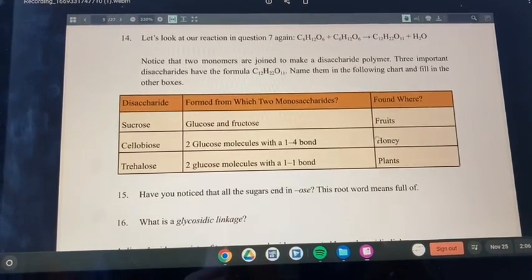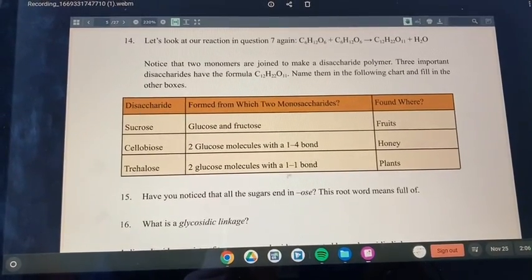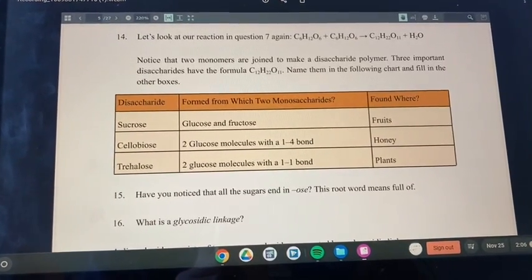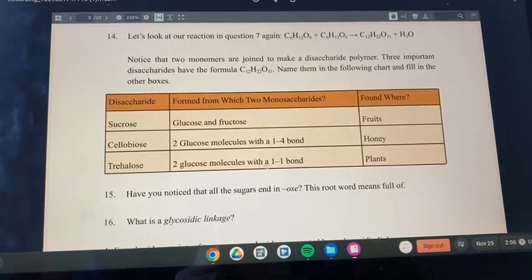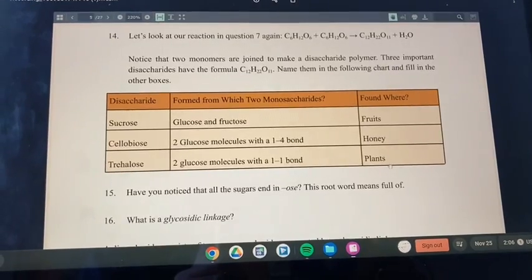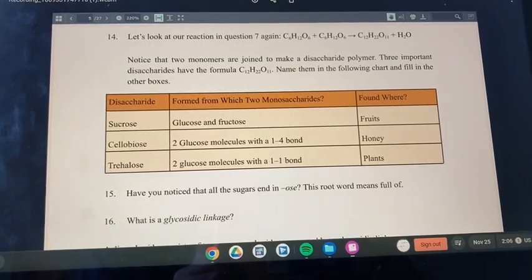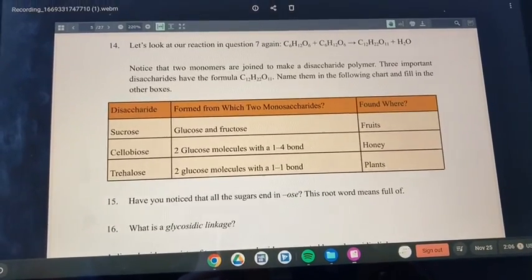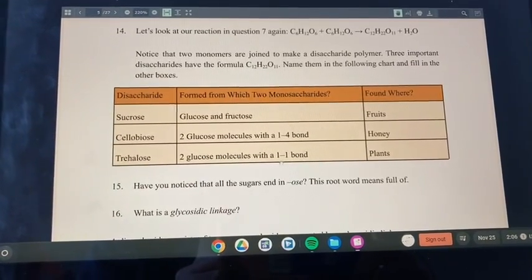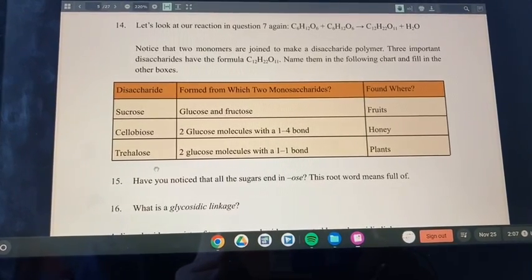And this is found in honey. Trehalose is again 2 glucose molecules, but with a 1-1 bond. That means the first carbon of one glucose molecule is bonded to the first carbon of the other glucose molecule. That's the glycosidic linkage that creates trehalose, and that's found in plants. Notice the difference: the linkage between the carbons is important in determining the sugar. A 1 to 4 bond between 2 glucose molecules gives cellobiose, but if they're bonded first carbon to first carbon, it gives us trehalose.